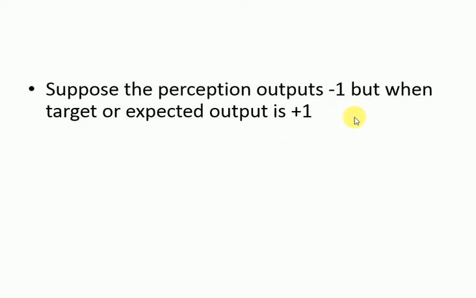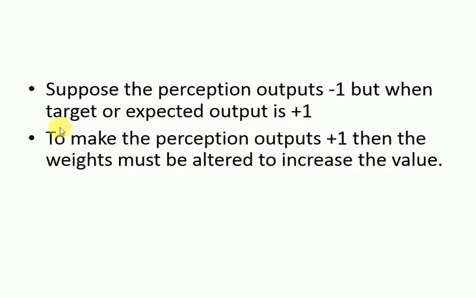Suppose the perceptron outputs -1, but the target or expected output is +1. Suppose the perceptron output is -1 and the expected is +1. To make the perceptron output +1, the weights must be altered to increase the value. That means to get from -1 to +1 is done by changing the weights.